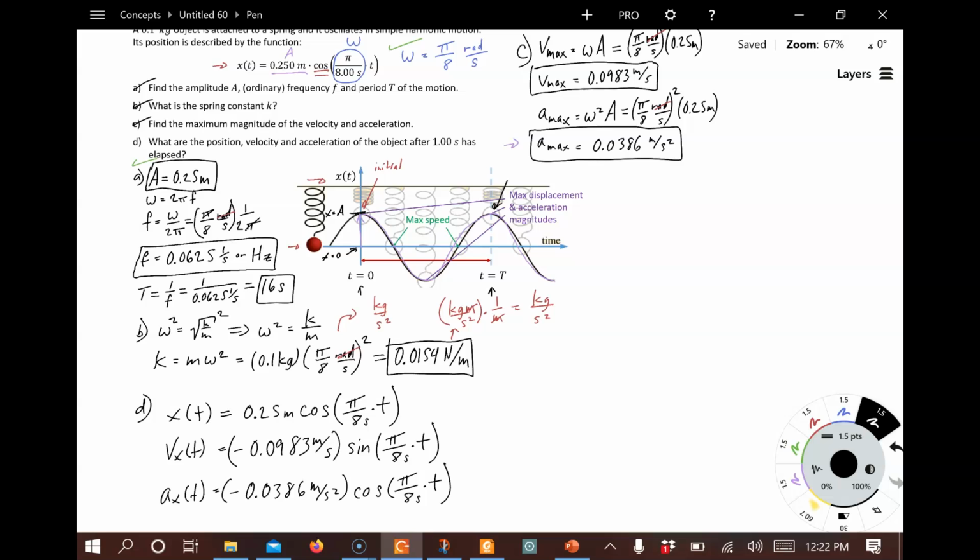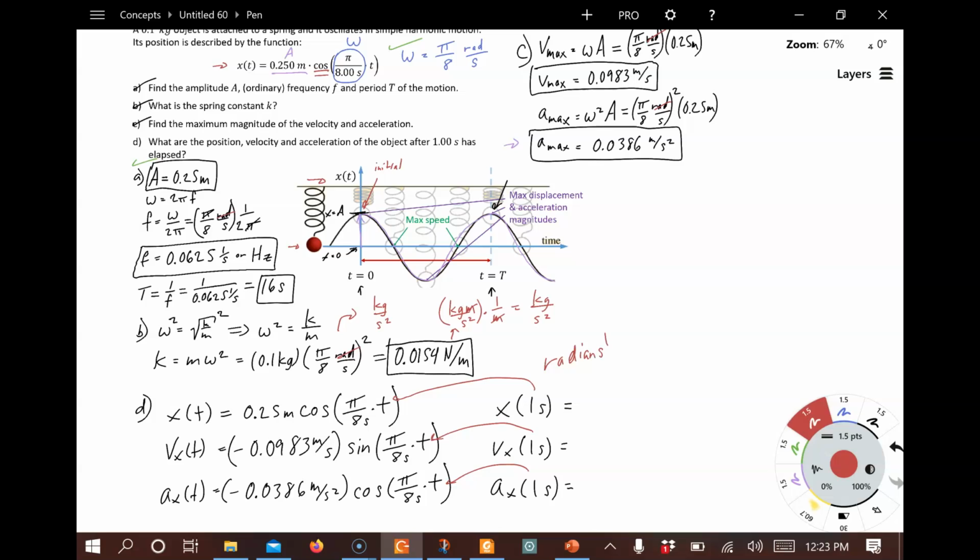Now what I want to do for part D is evaluate each of these equations at the specific time 1 second. So what's x of 1 second? What's vx at t equals 1 second? And what is ax at t equals 1 second? Well, what do we need to do? We need to just go ahead to a calculator and plug in for t 1 second in each case into that equation. Now you need to use radians whenever you do this. And we know that because omega here is in rads per second.